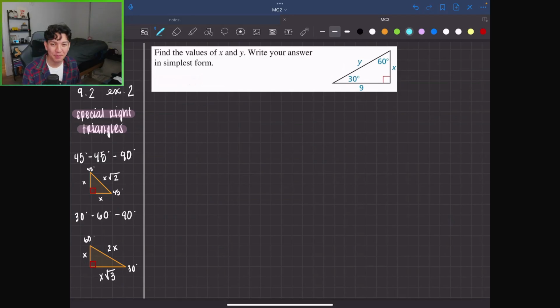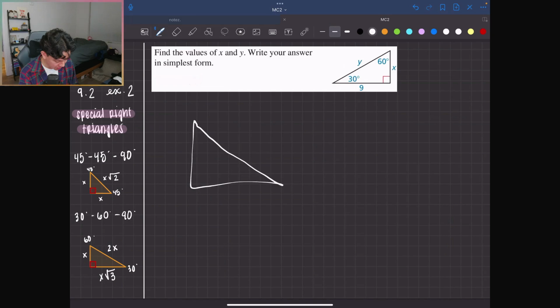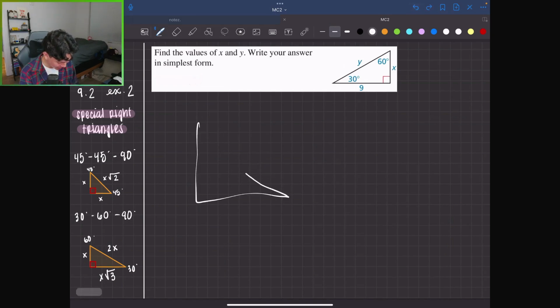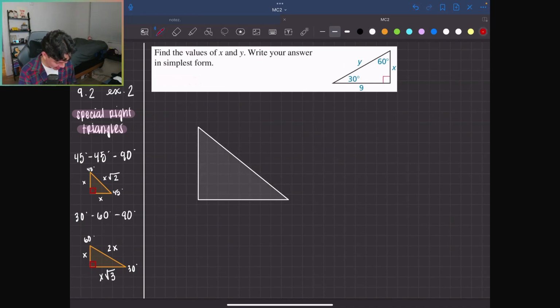All right, in this next example, we're going to be going over the second special right triangle. This second special right triangle is called the 30, 60, 90, and it looks something like this. If I were to create a right triangle and we have a 90-degree angle, let's say that this over here will be 30 degrees and this over here will be 60 degrees.